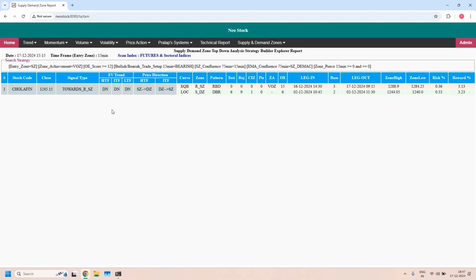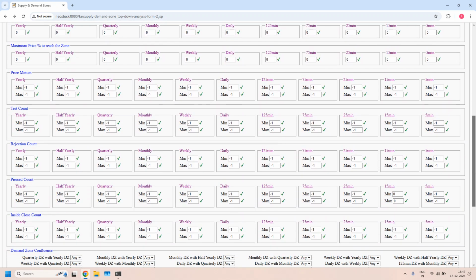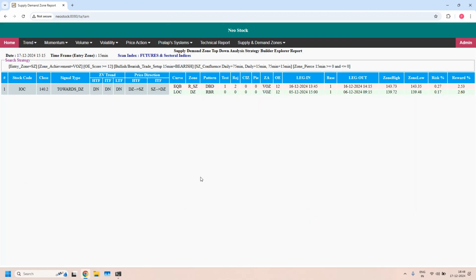Okay, next let us look for LTF, ITF and HTF supply zone confluence supported stocks. I am removing this EMA filter. In the supply zone confluence, 3 filters we have to set. First filter is already enabled, 15 minutes with 75 minutes supply zone confluence. Second filter, 15 minutes supply zone with daily supply zone confluence. Third filter, 75 minutes supply zone with daily supply zone confluence. With all the 3 filters, LTF, ITF, HTF supply zone confluence, we got only 1 stock.